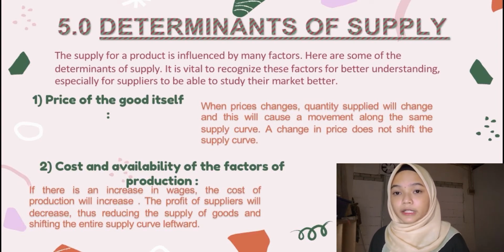Second, cost and availability of the factors of production. If there is an increase in wages, the cost of production will increase, but the profit of suppliers will decrease, thus reducing the supply of goods and shifting the entire supply curve leftward.